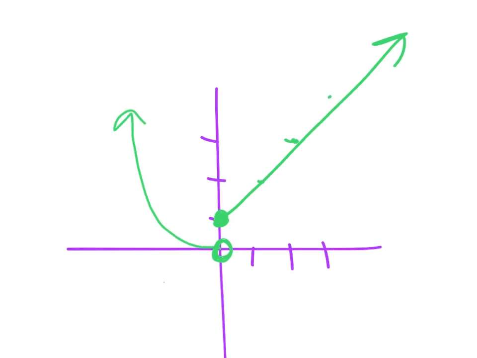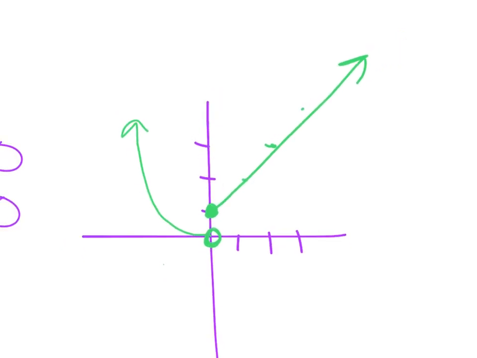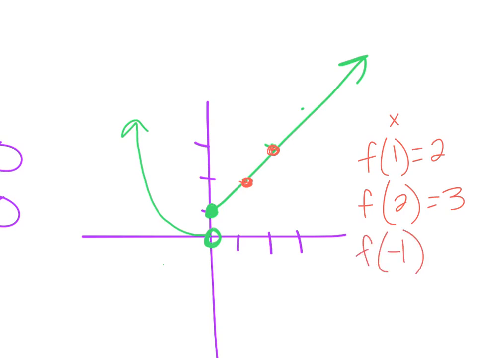So that means if you were to read this function, and I were to say, what is the value of f of 1? Remember, f of x, that's like when x equals 1. Well, that value would be right there, and that would be 2. Your y value would be 2. Okay, if I said, what is f of 2? You would go over to 2, and it would be right here, so it looks like the value would be 3.